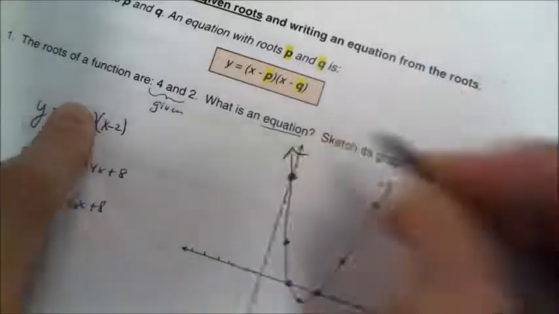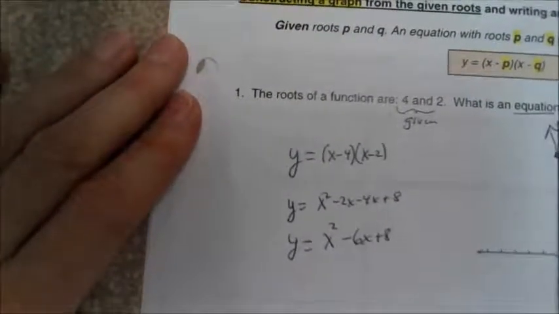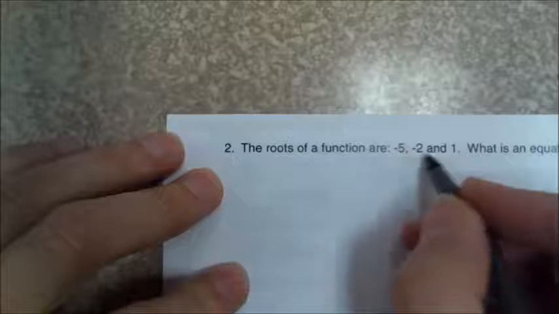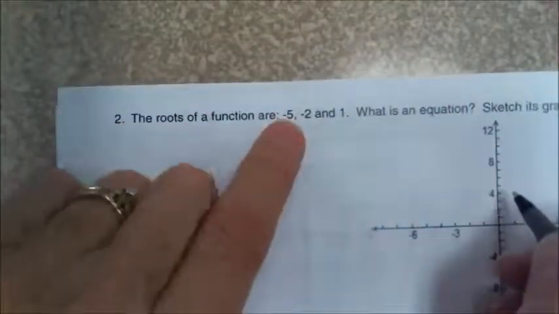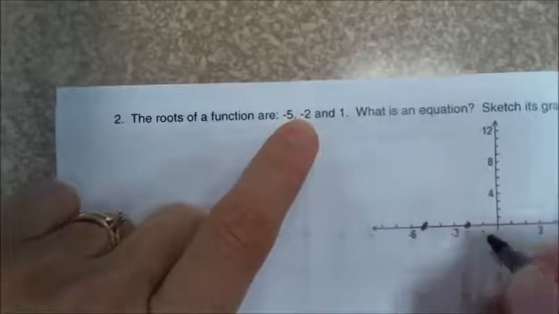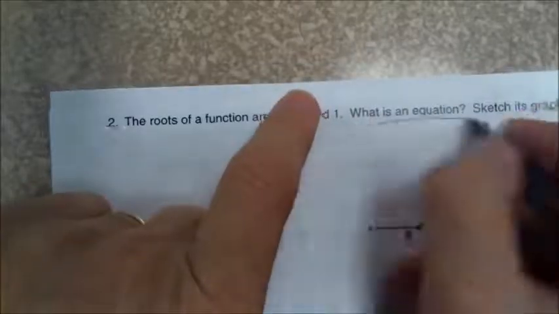Isn't that nice? So there we go. We got an equation. We sketched its graph. Now we have 3 roots: negative 5, negative 2, and 1. Well, let's put them on the graph. Negative 5. Boom. Negative 2. Boom. Positive 1. Boom.